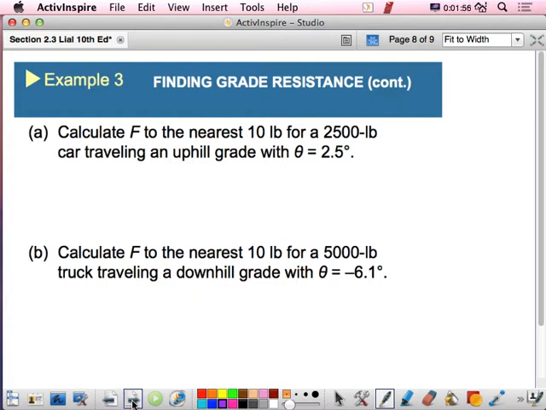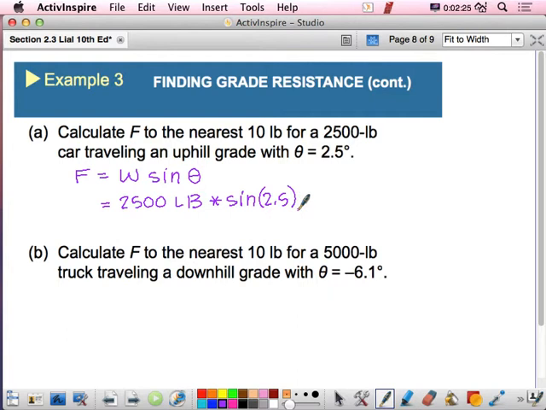What's the formula for this? They gave it to us. They said the force is always equal to the weight times what? Sine of the grade angle. Okay? So if you know the weight and you know the angle, you should be able to calculate the force. So the weight is 2,500 pounds, and we're going to multiply that by the sine of 2.5 degrees. That's going to be our formula.